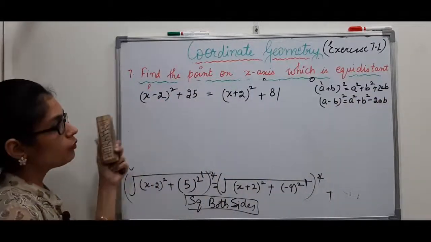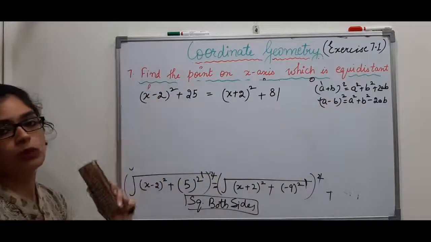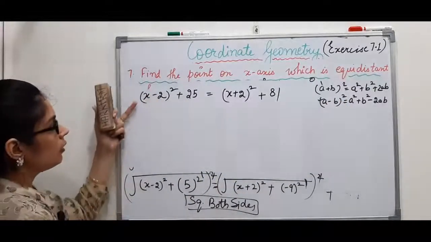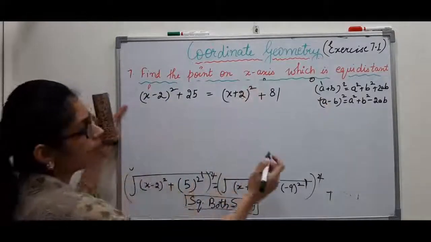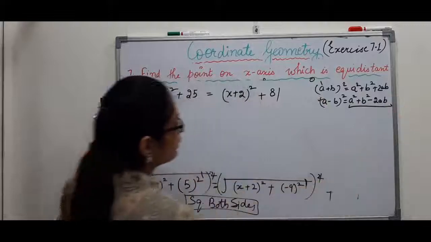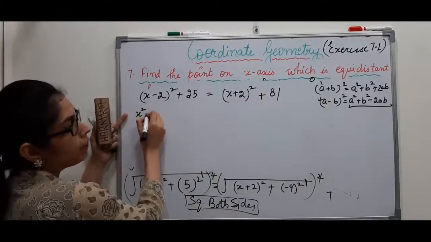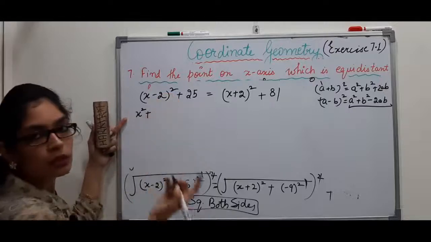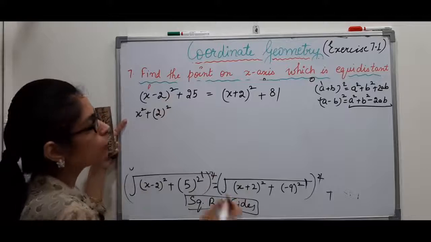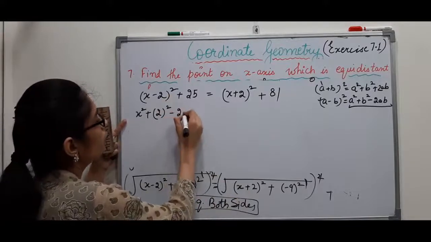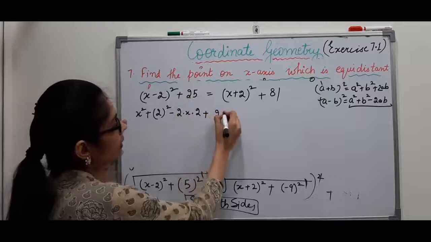If you see this identity, a minus b whole square, and x minus 2 whole square, they are similar. Only thing is a is x and b is 2. So we will expand it using this. So a square, which means x square, plus b square, which is 2 square, minus 2ab, minus 2 into x into 2, plus 25 we will write as it is.